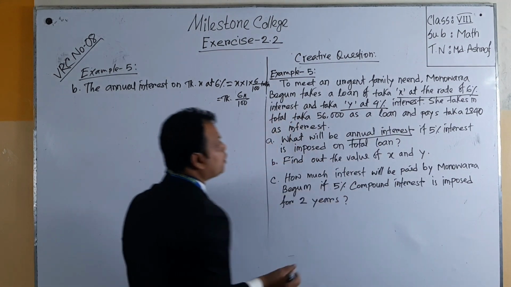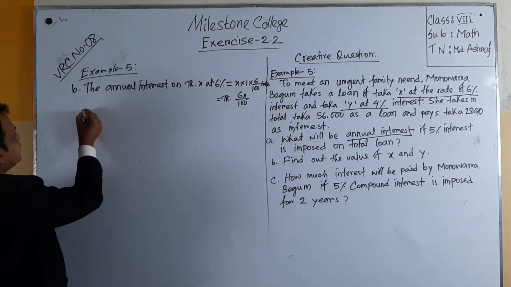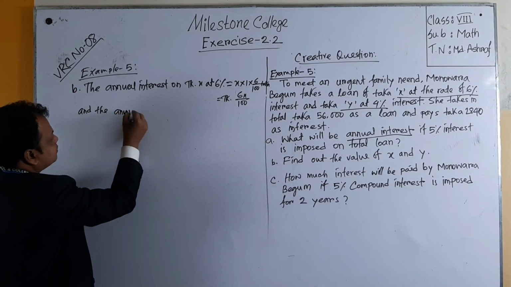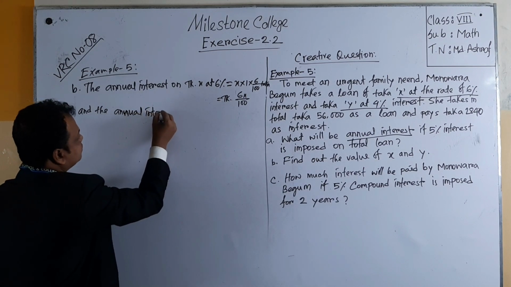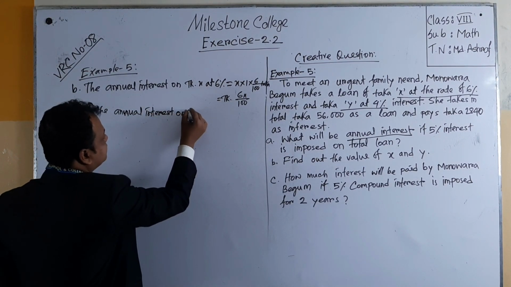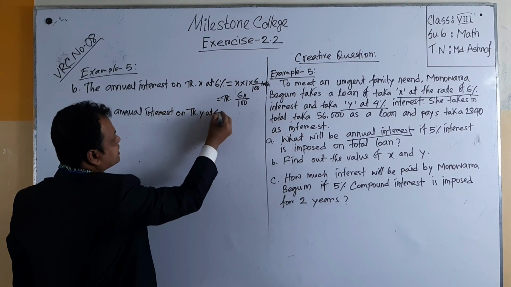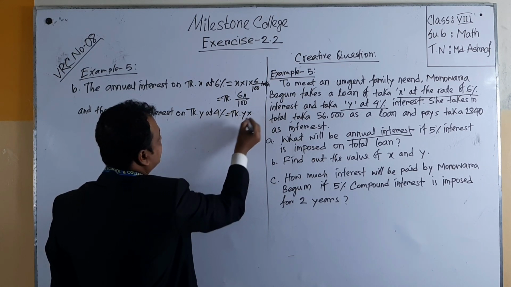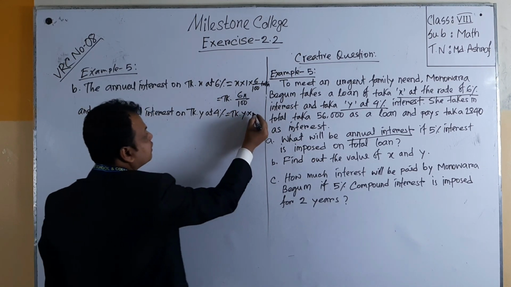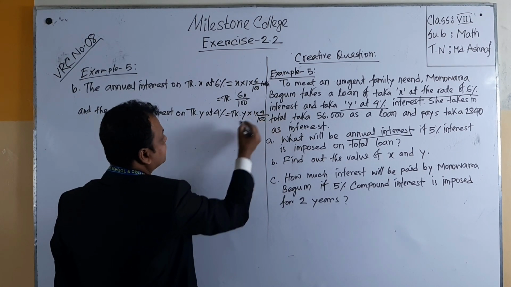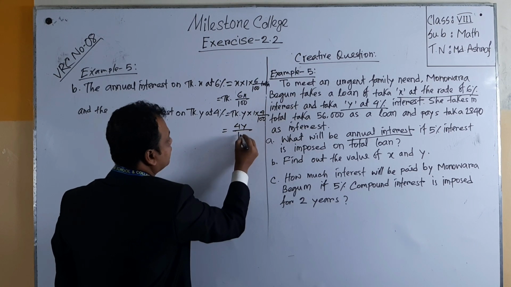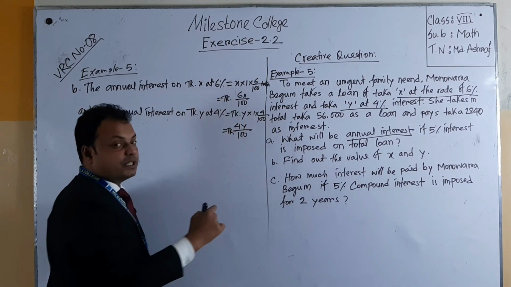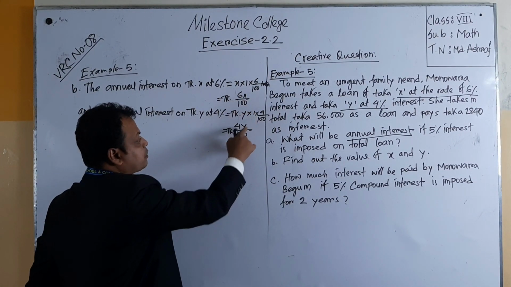Then we will find for y taka at 4%. And the annual interest on taka y at 4%, what will you get? Taka y will give P multiplied by N, annual, that means 1, into R, 4% divided by 100. Then you get 4y divided by 100 taka. So this is the profit in two different ways. One is 6x divided by 100 and another is 4y divided by 100.